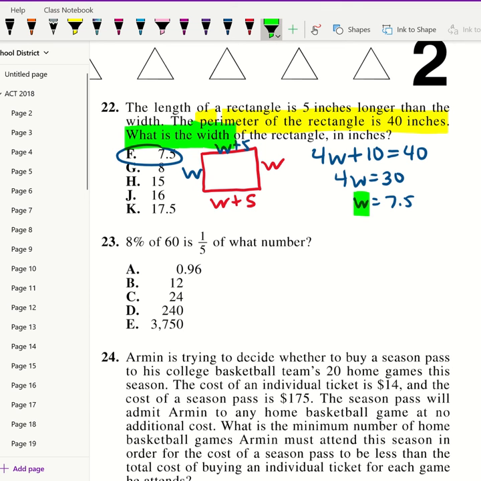All right, the next one. 8% of 60 is 1/5 of what number? I'm just going to start with the whole 8% of 60 and find out what number that is.